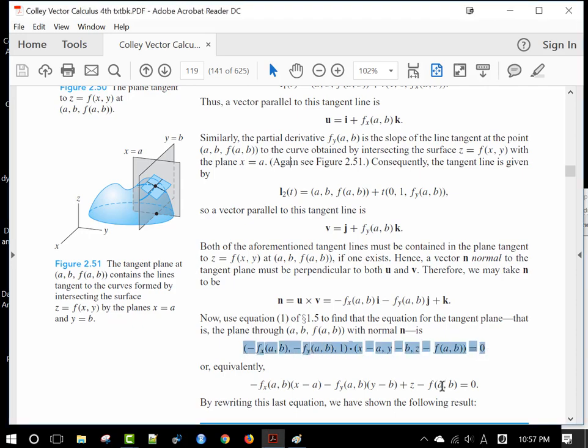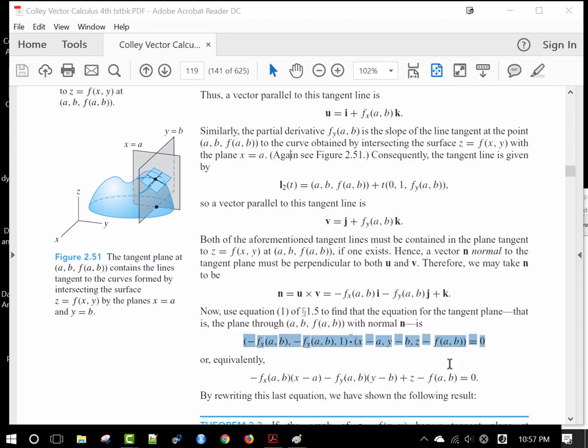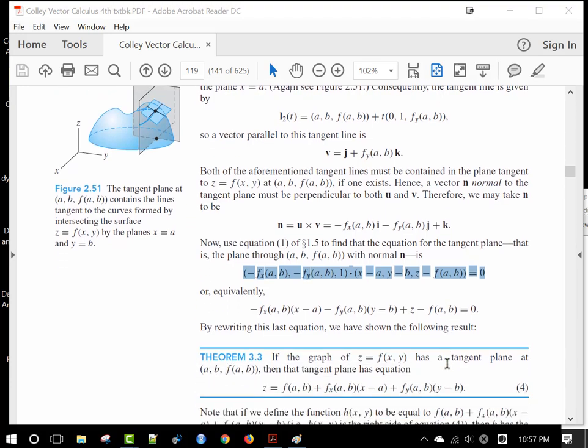Or equivalently, this is a dot product here, so we can write it out like this. And then they say by rewriting this equation, we have shown that they just bring this z over to this side. So we now know the equation for the tangent plane for our surface at some particular point (a, b), and then f(a, b) is the z coordinate. So finally, we got the tangent plane.